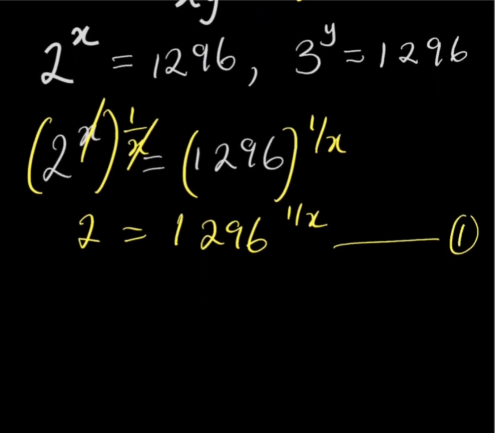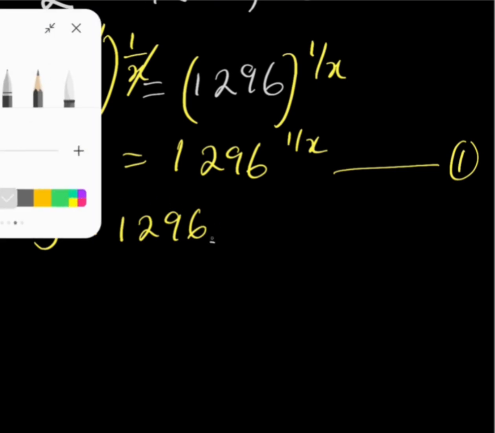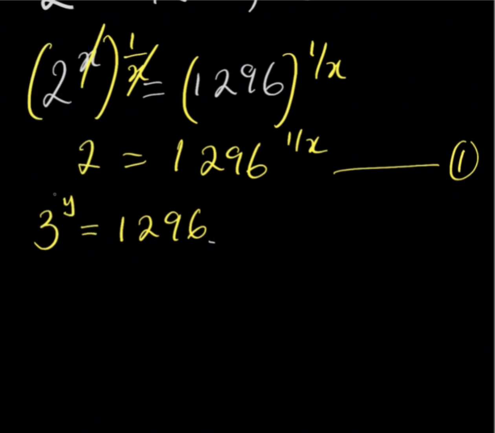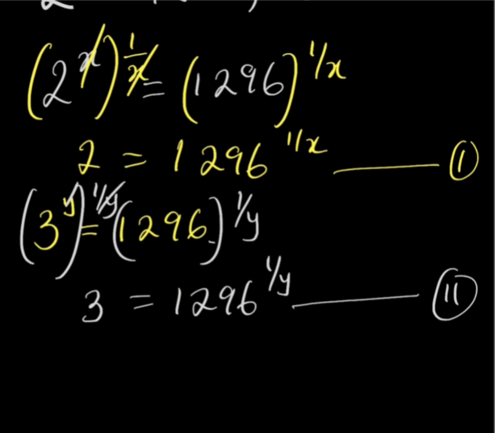Then I will pick the second one, which is 3^y = 1296. I can decide to raise both sides to a power of 1/y, so that the y at the left hand side will be removed. This will cancel out, and I'm just having 3 = 1296^(1/y). I can call this equation 2.